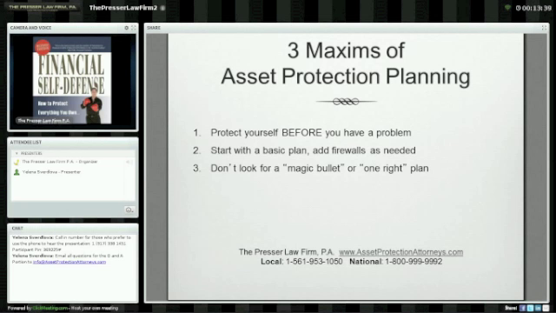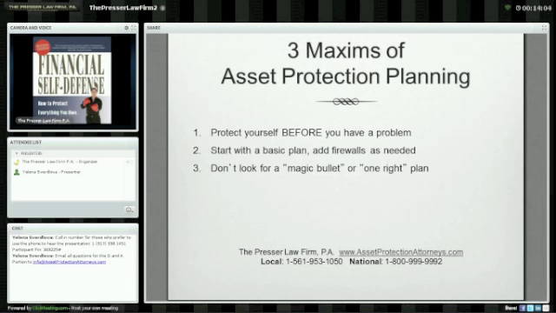It is true that after you've been sued, there still might be something that you can do, but it's going to be a lot more expensive, and it's not going to be nearly as effective. Start with a very basic plan and add firewalls as needed. Start with a very simple and inexpensive asset protection plan. As your personal and business assets grow, your plan can grow. As your education on the subject grows, your plan can grow. But start simple and start inexpensive.